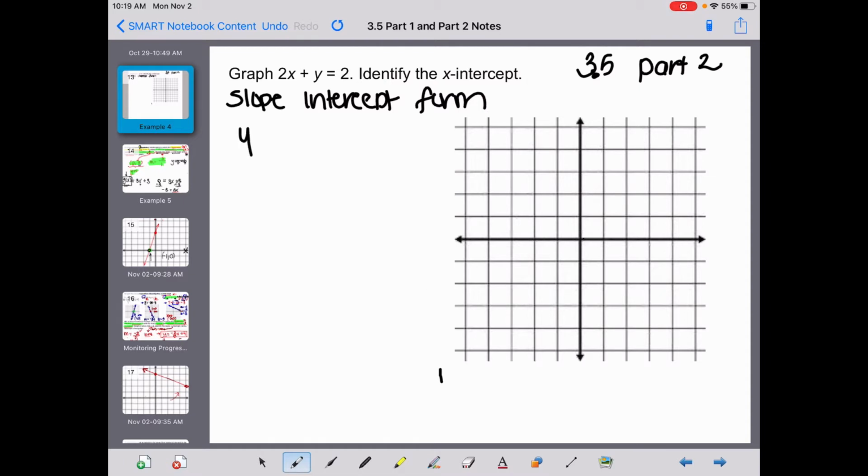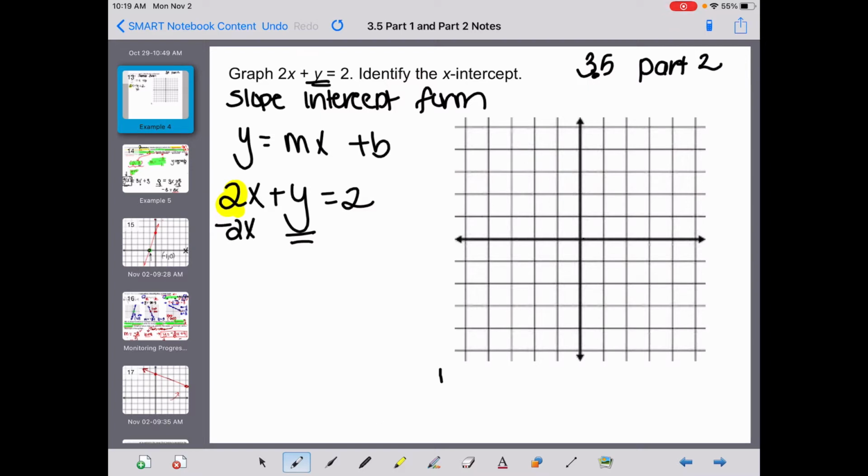So remember that slope-intercept form is y is equal to mx plus b. Right now, y is not alone. So our first step into getting this equation into that form is to get y alone and subtract 2x from both sides. So then you will have y is equal to negative 2x plus 2. Notice I wrote the x term first because that's how it is in slope-intercept form.